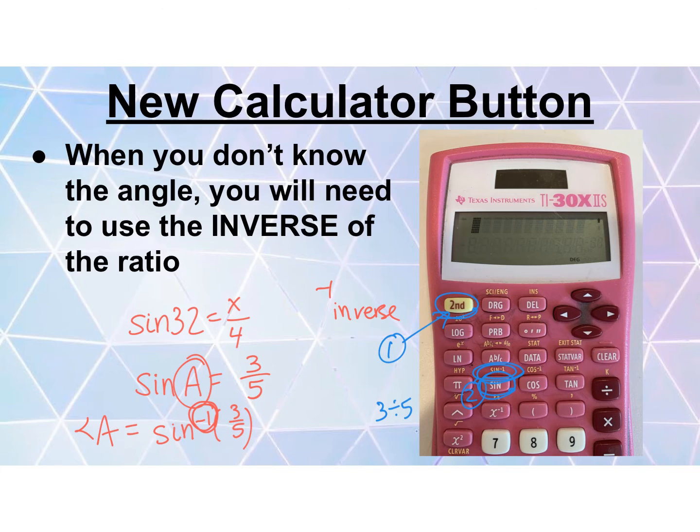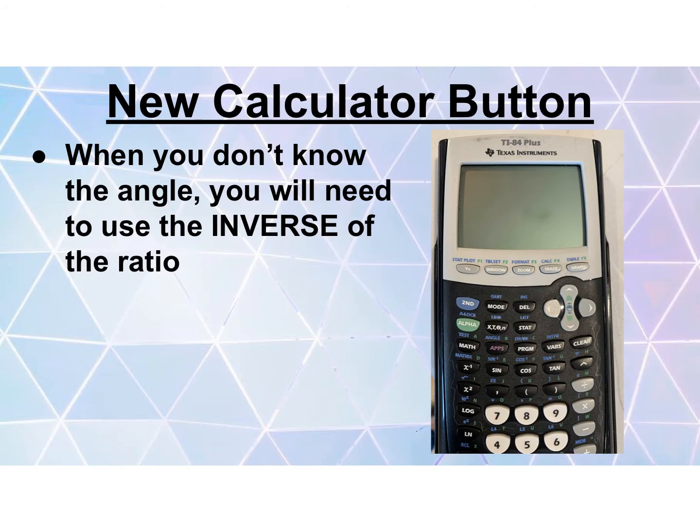to find what the angle is. On our graphing calculators, same idea. We're looking for that sine to the -1. It's right above our sine, but this time you have to hit the blue button, the second button. So you hit that first, then you hit sine, and then you would do 3/5.